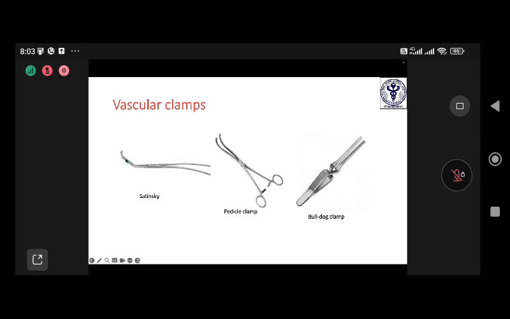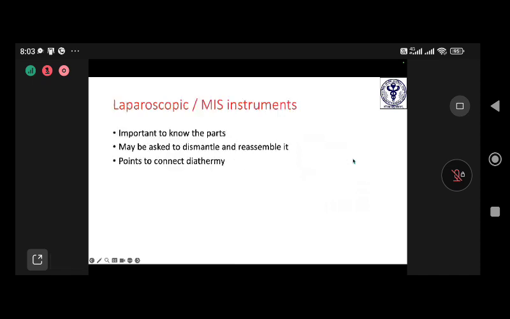You can also use it for holding the pedicle so that it can be controlled when by any chance there is some injury, or for that matter you want to repair or ligate it. Similarly, the bulldog clamp, because again it's a kind of self-retaining clamp. Just apply that, leave it there, and then it will stop the blood flow for the vascular anastomosis.